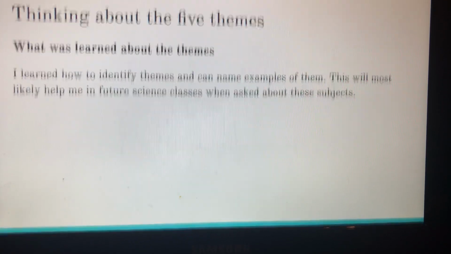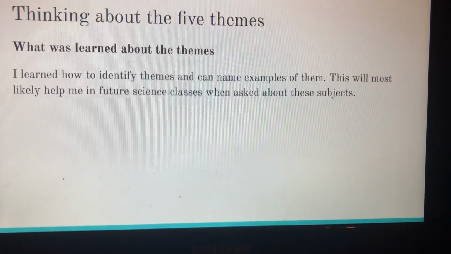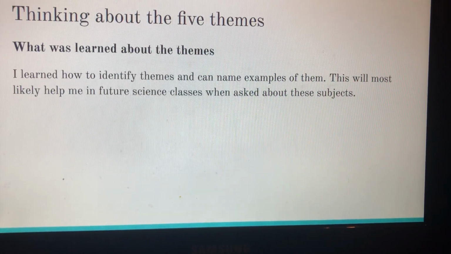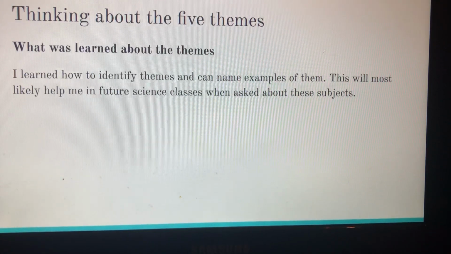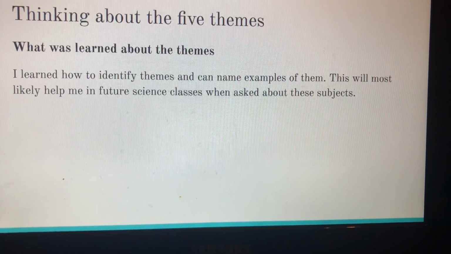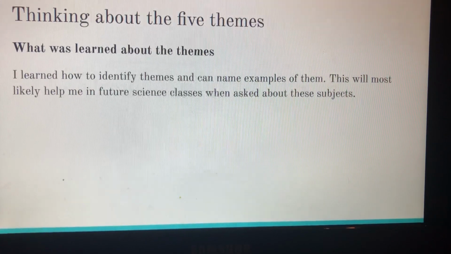What was learned about the themes? I learned how to identify themes and can name examples of them. This will most likely help me in my future science classes when asked about these subjects. Since I'm only a high school student, I will most likely have to take a biology class again in college because my credits might not transfer over, or the school that I'm going to for college might not accept the biology credit I get from COTC.